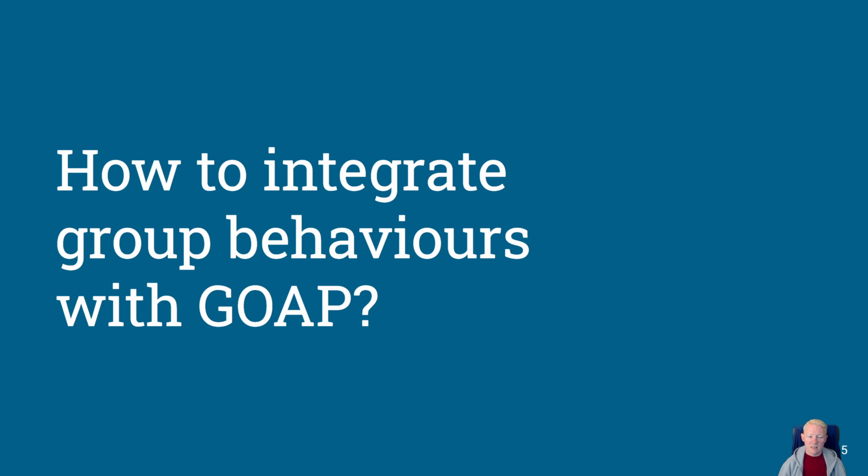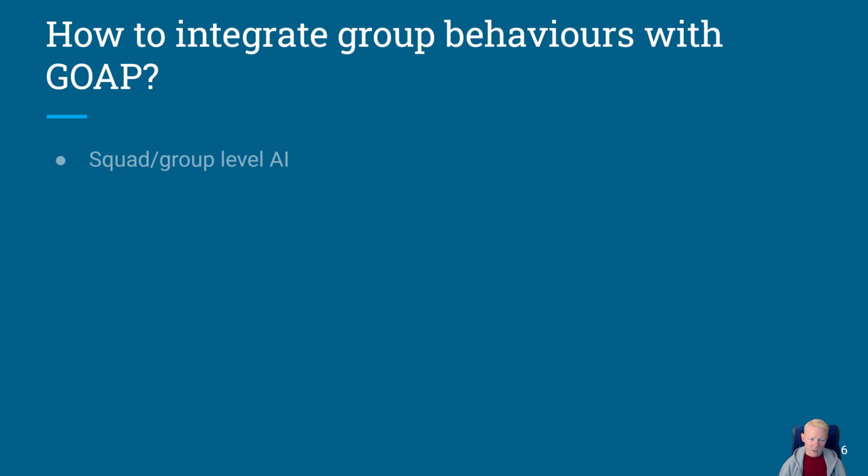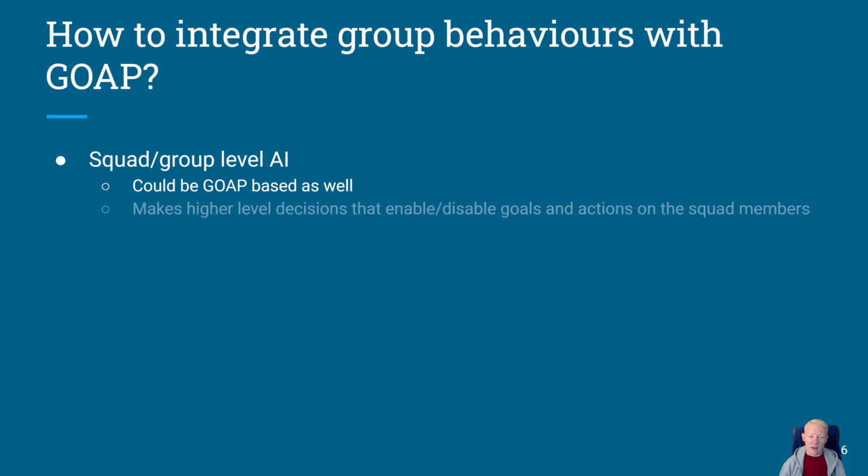Other thing is about integrating group behaviors with the GOAP system. So we're talking sort of squad or group level AI. Now this could be GOAP based as well, could use any behavior method. What these do is they make higher level decisions and they enable or disable goals or actions or adjust how those ones operate on the different sort of squad members.